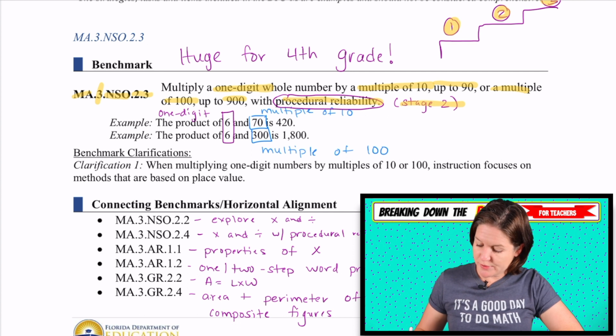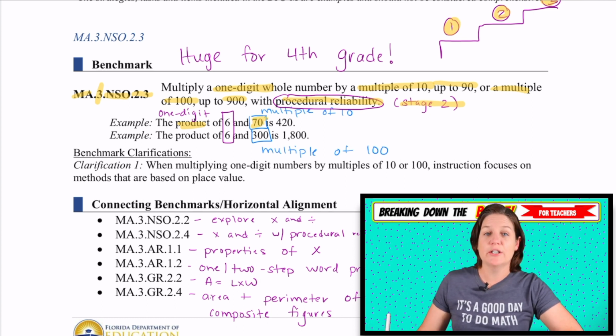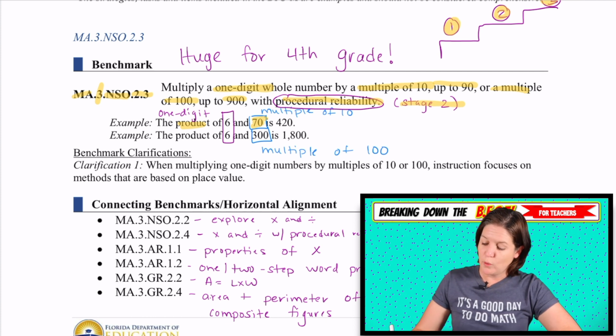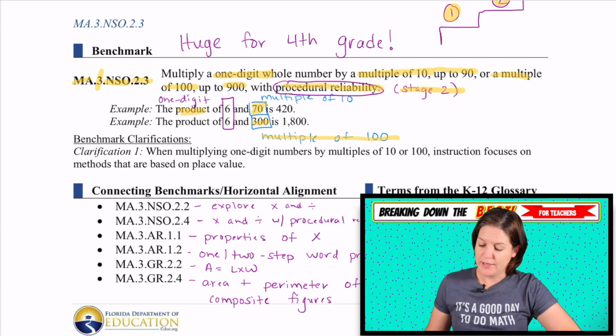Here are some examples. The product, that means that we're multiplying, of 6 and 70 is 420. You can see 70 here is a multiple of 10, or the product of 6, that's our one-digit number, times 300, which is a multiple of 100.